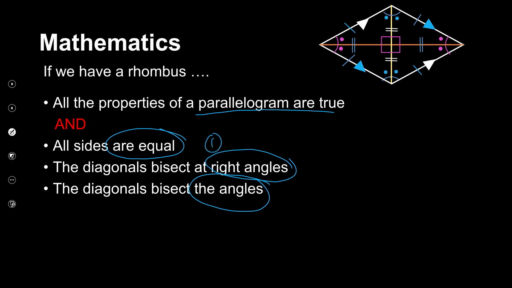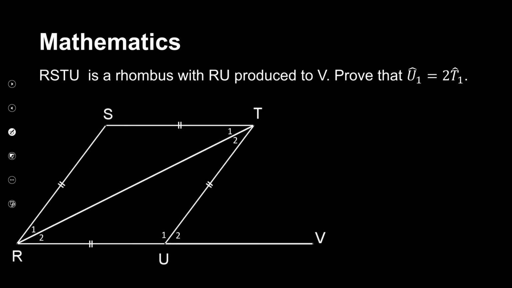So if I wanted you to prove that something is a rhombus, you would try to uphold the properties of a parallelogram, but that will not be sufficient, because then you would only have proven it to be a parallelogram. To make it a rhombus, you must add one of these three properties. Now, here they say RSTU is a rhombus with RU produced to V.